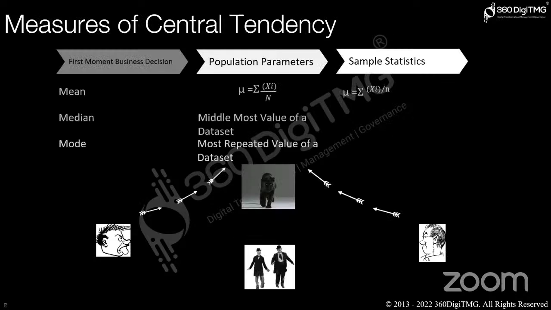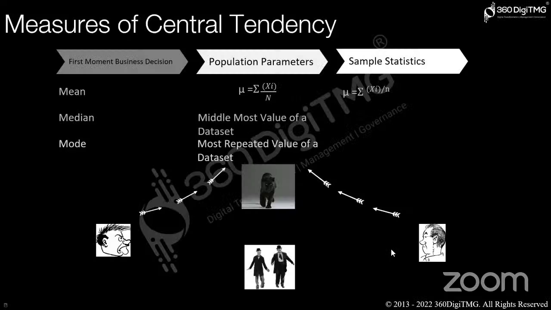Next, measures of central tendency. It is also called the first moment business decision, where we mainly focus on mean, median, and mode. Let us briefly understand what is mean. Mean is the sum of observations divided by the total number of observations. Suppose the observations are 1, 2, 3, 4. Mean is nothing but the average, sum by total. For a population parameter the formula is mu equals sigma xi by N, and for sample statistics, sigma xi by small n.